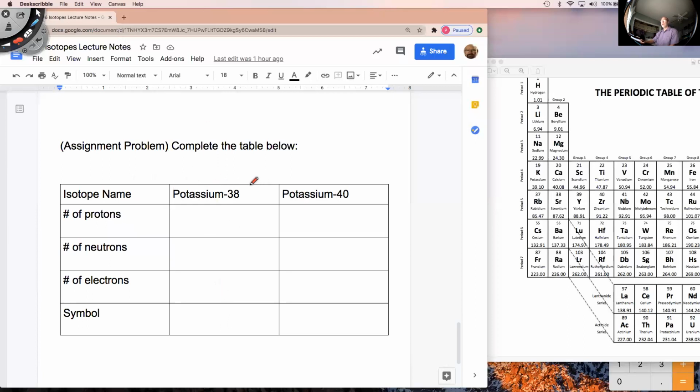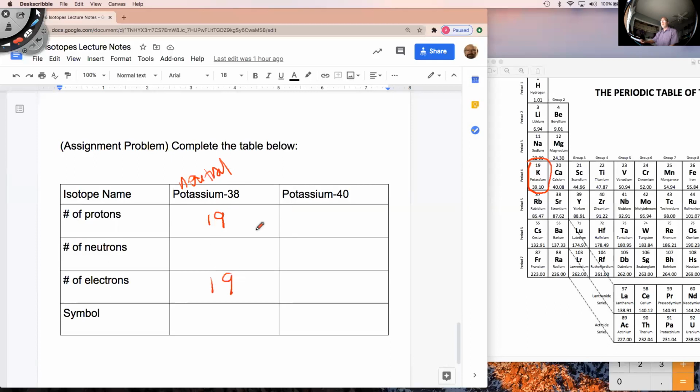Well, how many protons does potassium have? Well, we have to look at the periodic table. And we're going to be looking right here at potassium. How many protons does potassium have? Potassium has 19 protons. How many electrons does a neutral atom have? Same number as protons. That's an easy one.